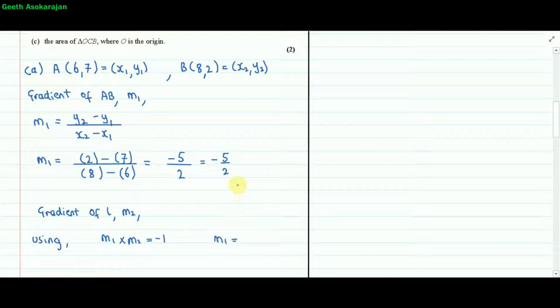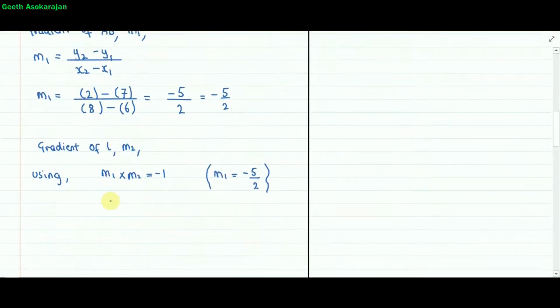So we're using the condition that m1 times m2 is equal to -1. And m1, the gradient of AB, is -5 over 2. If I rearrange this formula for m2, m2 is then -1 over m1. And if I substitute m1 in, for m1 we had -5 over 2, so it's -1 over -5 over 2, which is 2 over 5. So 2 over 5 is the gradient of L.